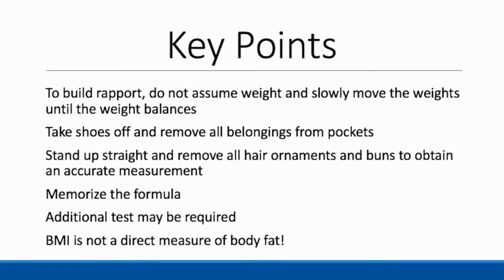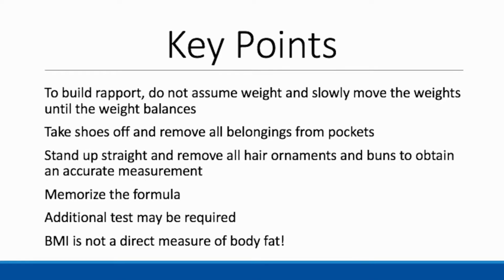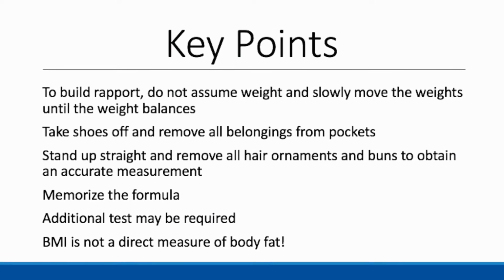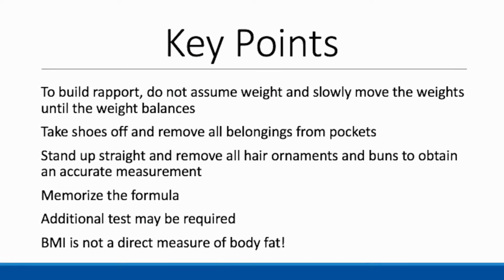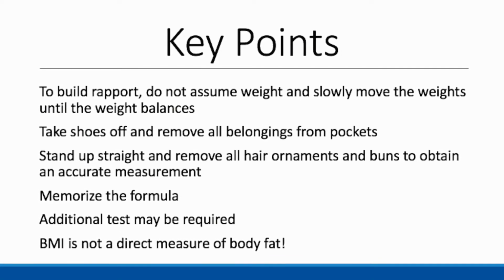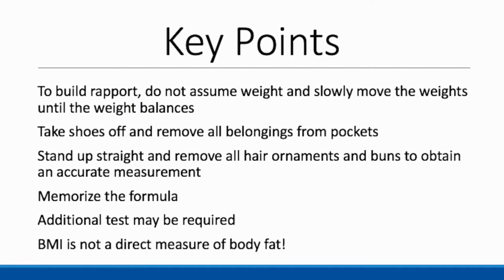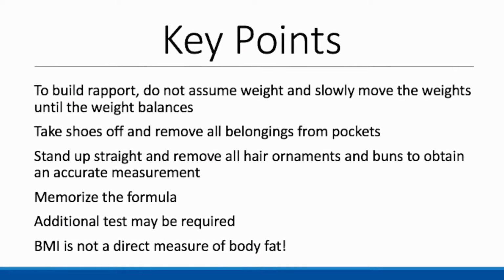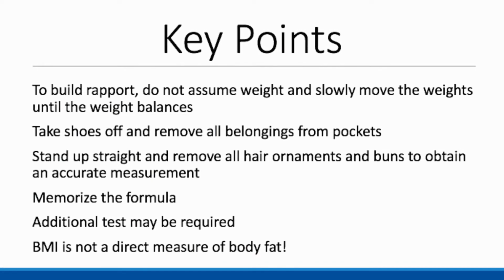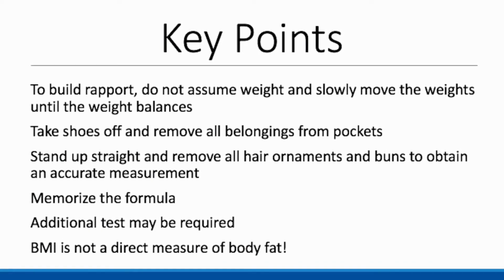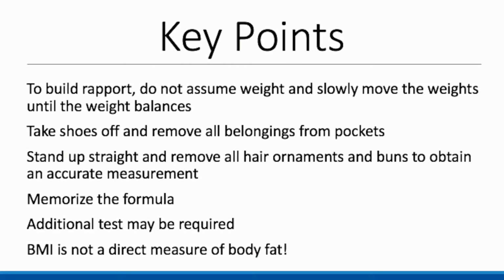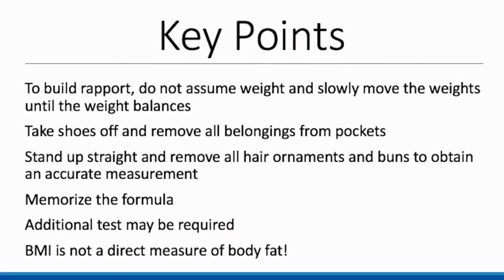Here are some key points to remember when assessing a patient's BMI. When taking a patient's weight, you want to build rapport with them. A way to do that is to not assume their weight and slowly move the weight until it balances. Also, you want to have them take off their shoes and remove all belongings from their pockets. When taking a patient's height, have them stand straight up, heels together, feet at a 60-degree angle, hands to their side, and to take a deep breath in. Also, you want to make sure their hair is not in a bun to be able to obtain an accurate measurement. You want to have the BMI formula memorized to be able to calculate and interpret the BMI results.